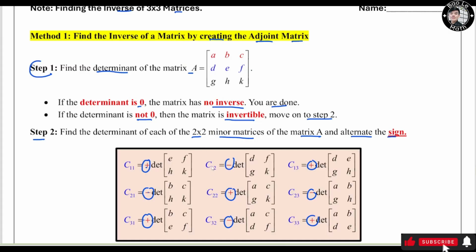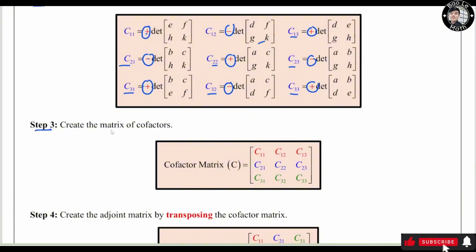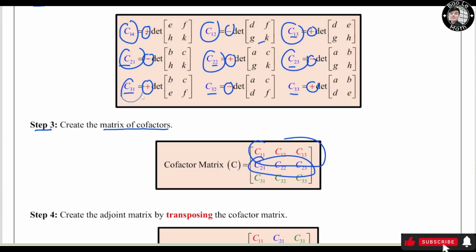Now, C12, which means first row, second column. So the 2 by 2 minor matrix is D, F, G, K, right here. Similarly, for C13, C21, C22, C23, C31, C32, and C33. Now, step number 3. We're going to create the matrix of cofactors by organizing the elements right here. C11, C12, C13 is right here. C21, C22, C23 right here. And C31, C32, and C33 right here.